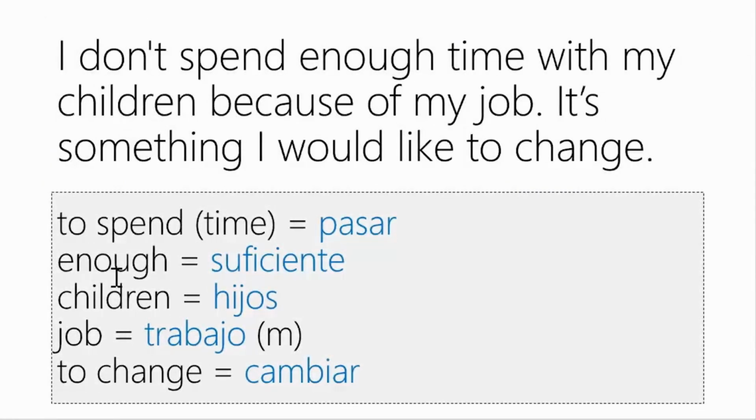Alright, so to spend time in Spanish is pasar. And the word for enough is suficiente. So sufficient time. We could also say that in English, right? So it's easy to remember. Then my children, you have a few options, but I've gone with hijos. So hijo would be son, hija would be daughter, but children together as plural, hijos. And then my job would be trabajo, mi trabajo. This is a masculine word, so the job would be el trabajo. Finally, the verb to change, again, is easy in Spanish, it's cambiar.